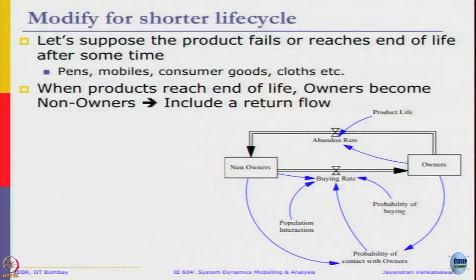Again, as you can see here, there are two rates that are affecting non-owners and owners. We are not doing any extra calculation for it. All we are saying is owners will abandon the product after some time and then become non-owners. And once they are again in contact with other owners, they end up buying the product again. So, we can include this in the model.